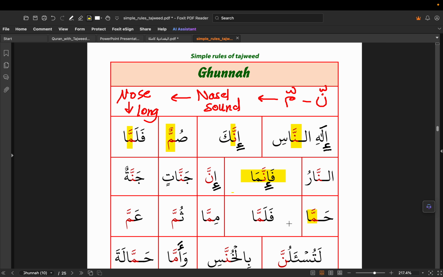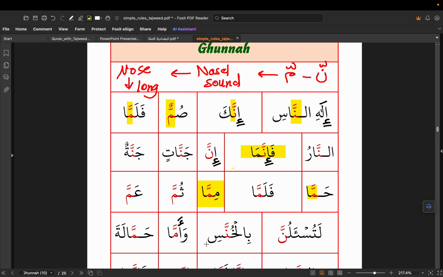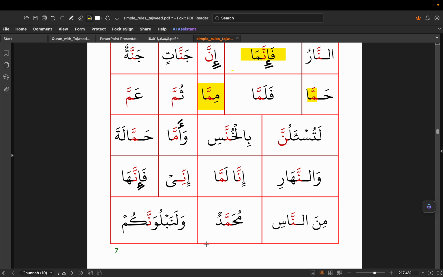Hammā. Let's read this one here. Mimmā. Okay, let's pronounce this one. What should I do? I have noon with the shadda and meem with the shadda. Noon with the shadda and meem with the shadda both equal nasal sound.